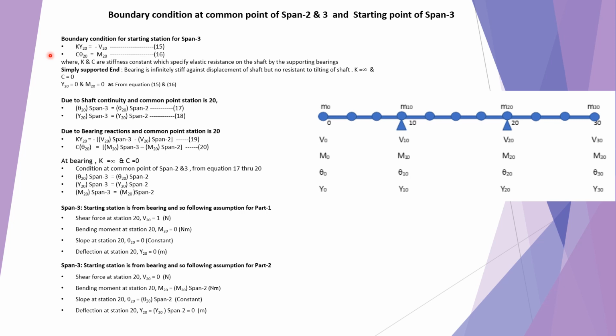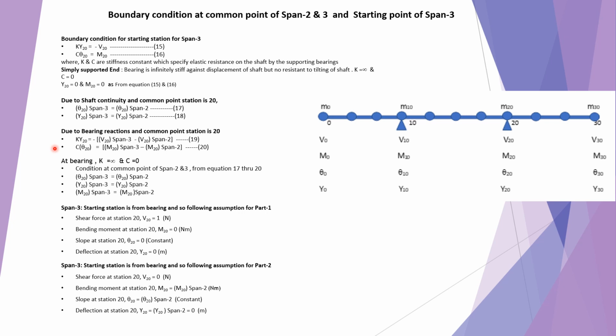Due to shaft continuity and the common point of station 20, Y20 of span 3 is equal to Y20 of span 2, equation number 17. Theta 20 of span number 3 is equal to theta 20 of span number 2, and Y20 of span number 3 is equal to Y20 of span number 2, equation number 18. Due to bearing reactions at the common point, station 20, k Y20 is equal to minus bracket start V20 span 3 minus V20 span 2 bracket close, equation number 19, and C theta 20 is equal to M20 span 3 minus M20 span 2 bracket close, equation number 20.